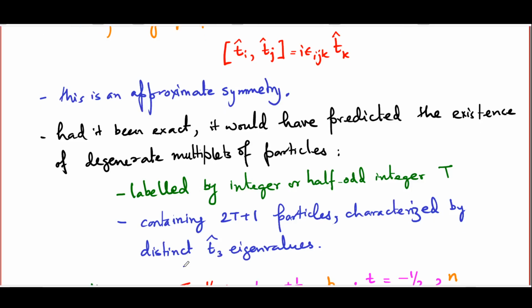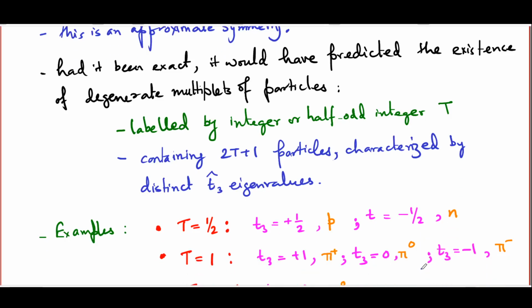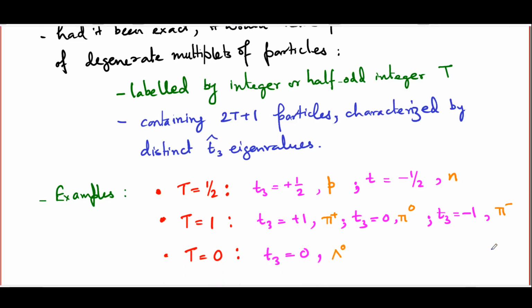Now, examples. Of course, the very first one is the one we started out with. For capital T equal to half, the number of particles in the multiplet will be 2T plus 1, and the very familiar example is small t3 equal to plus half, which will correspond to the proton, and small t3 equal to minus half, which will correspond to the neutron. Going forward, we have capital T equal to 1, a triplet, where plus 1 corresponds to pi plus, 0 corresponds to pi 0, and minus 1 corresponds to pi minus, the three pions. Capital T equal to 0, an isospin scalar particle, is a singlet, the lambda 0 particle that we mentioned a while ago in the context of changes.